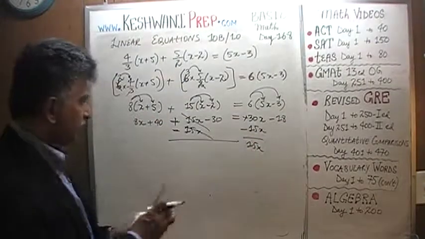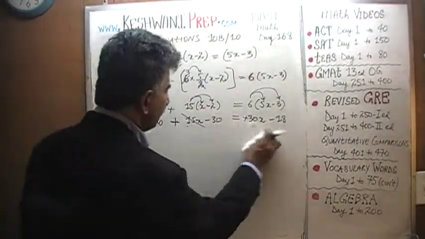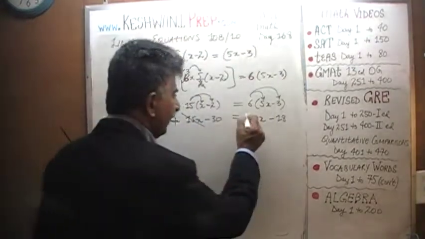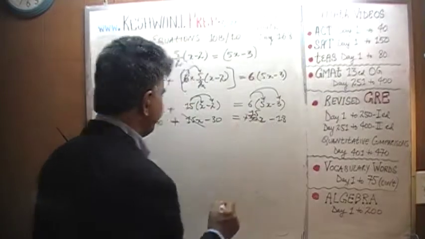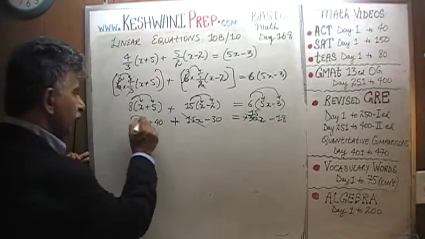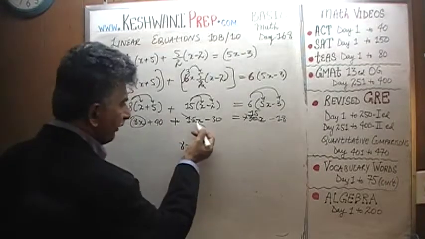So now let's do the grown-up method. We're just going to simply subtract 15x from both sides. This 15x disappears, and this 30x becomes 15x. Let's combine the like terms now. So here we only have 8x now, because we got rid of this 15x.